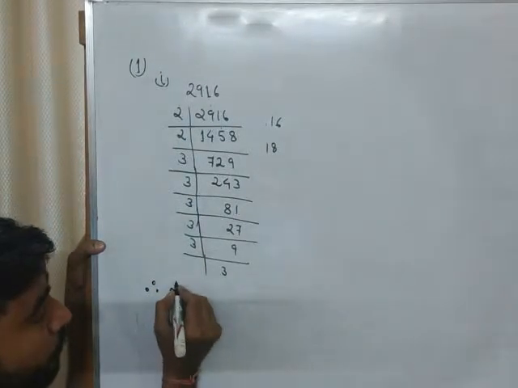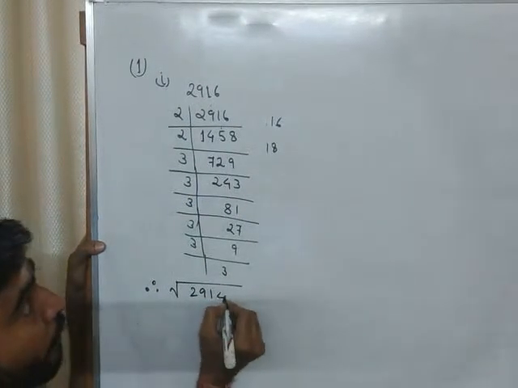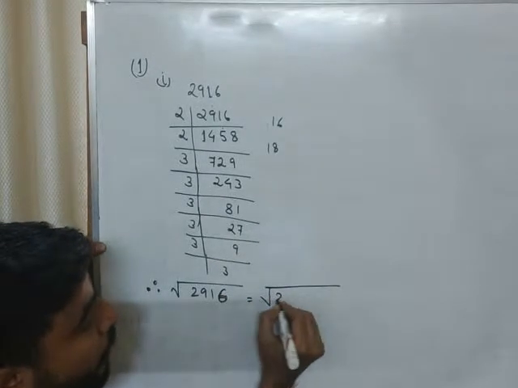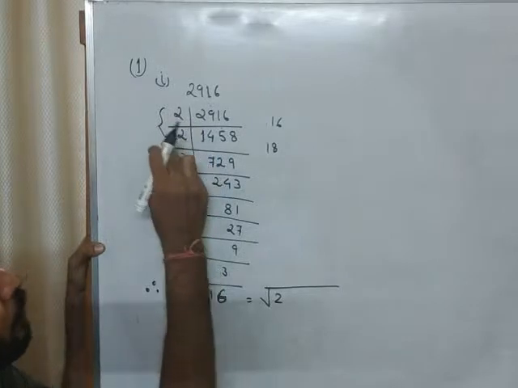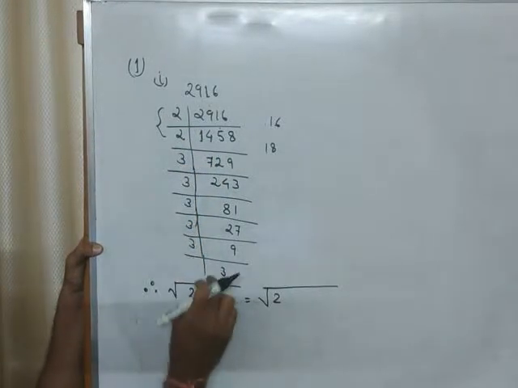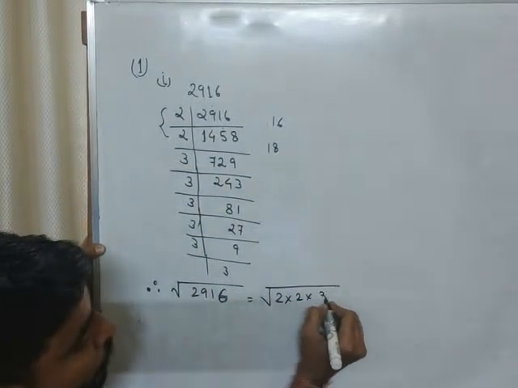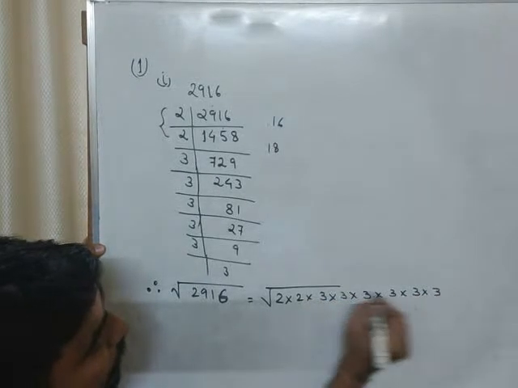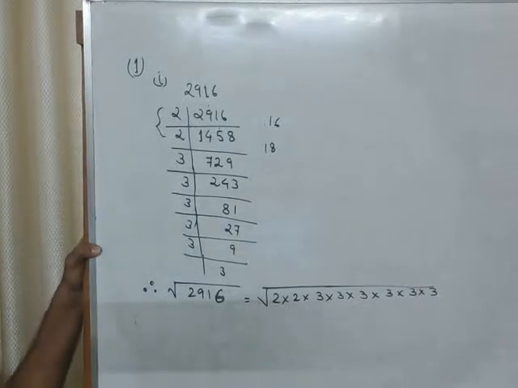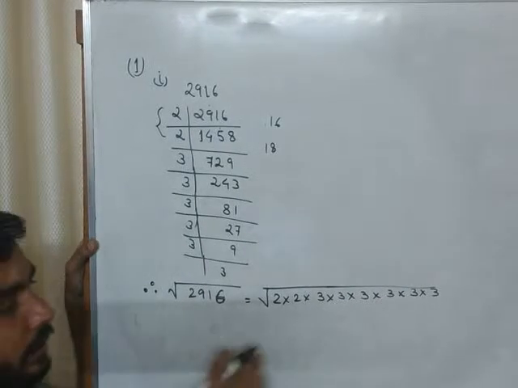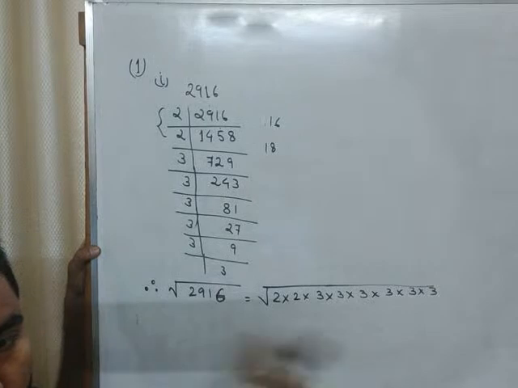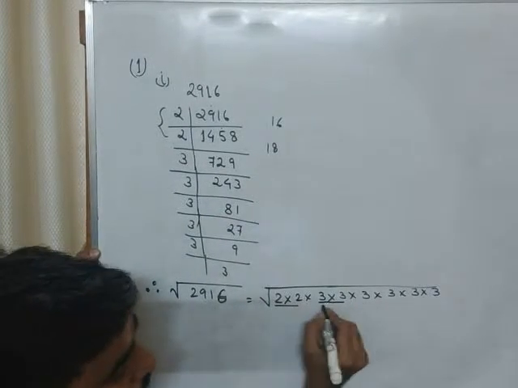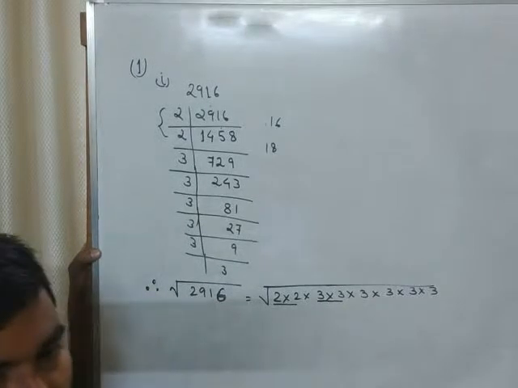Therefore, square root of 2916 is equal to square root of 2 times 2, 3 times 3 six times. So 2 into 2, 3 into 3 into 3 into 3 into 3 into 3. Clear? We have seen among the prime factors there are 6 threes and 2 twos. So among the 2 twos, 1 2 will come out of the root.